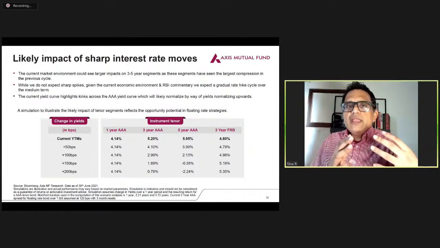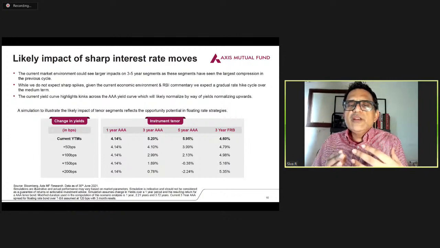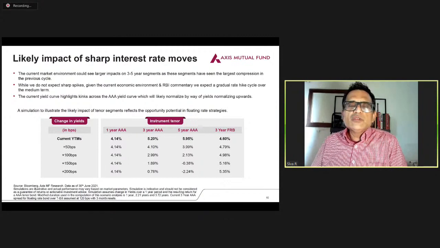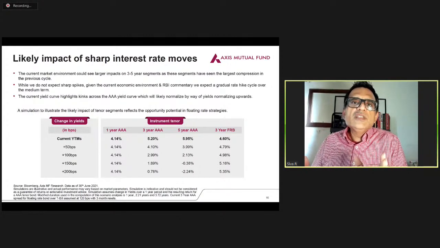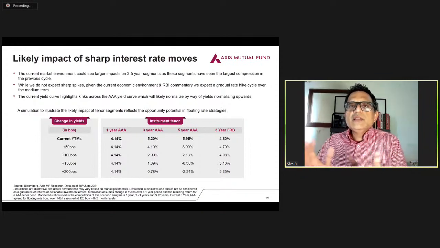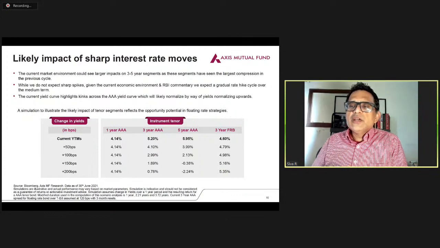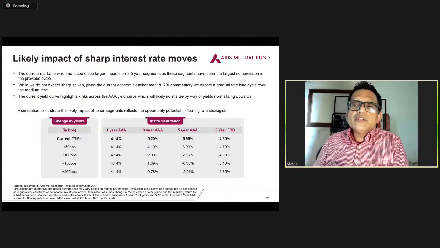But the view from 8% to 4% is very different when your starting base is at 4% or 5%. You are not likely to see yields drop from here by 300 or 400 basis points. And the balance of probability is that rates are going to go up from here. So therefore, from here on, we are not expecting the same kind of outperformance that these short-term AAA assets have delivered. And we should be more wary about where we are investing in today's market environment. And that's the reason why today we want to get into this floating rate strategy.